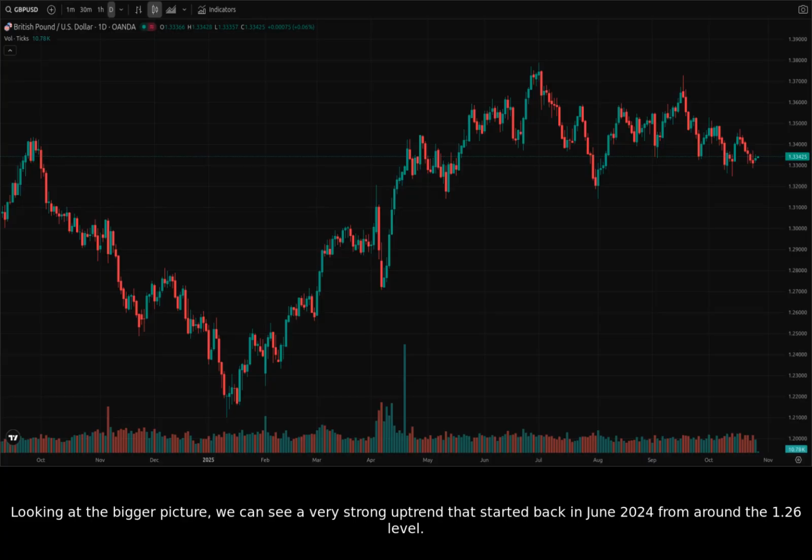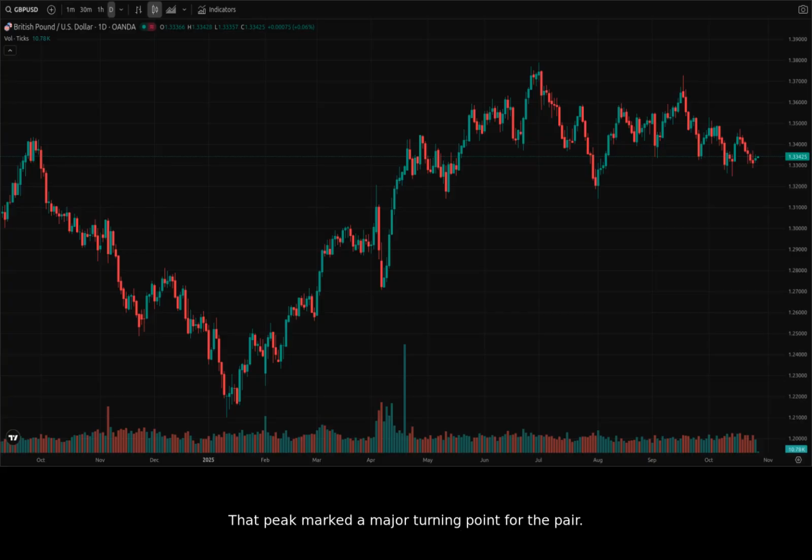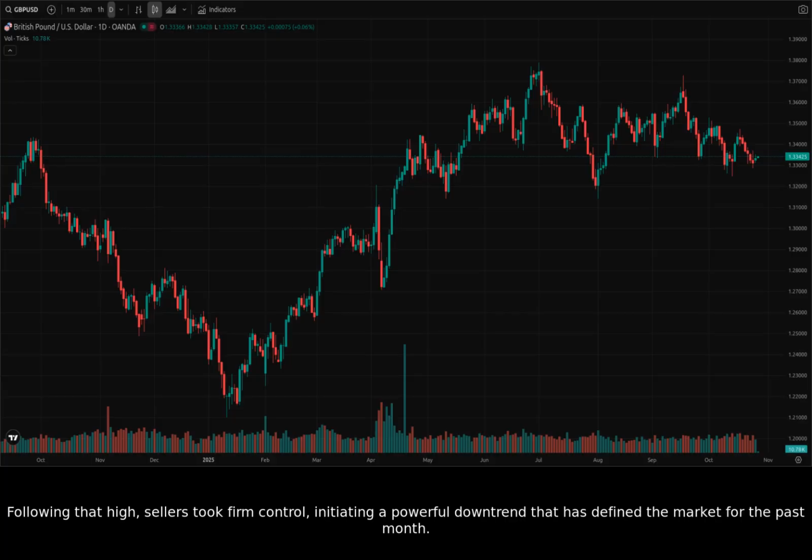Looking at the bigger picture, we can see a very strong uptrend that started back in June 2024 from around the 1.26 level. Price climbed steadily for several months, peaking in late August before pushing to a higher high of 1.3427 on September 24th. That peak marked a major turning point for the pair. Following that high, sellers took firm control, initiating a powerful downtrend that has defined the market for the past month.